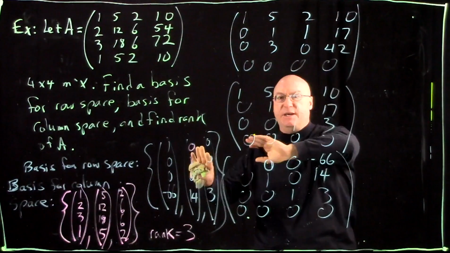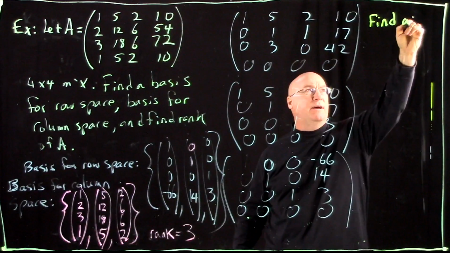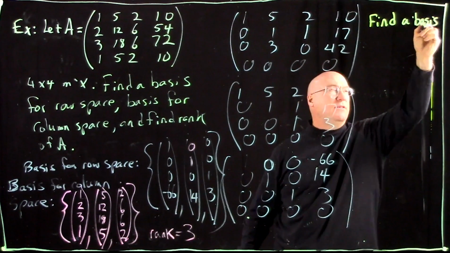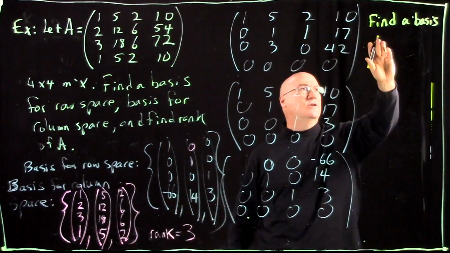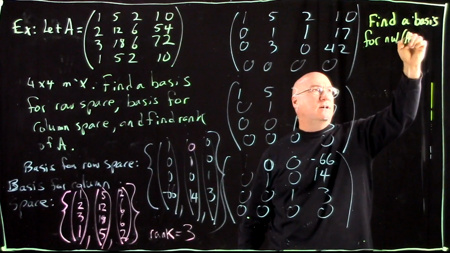Let's do something we haven't done yet, seemingly separate from all this. Oh yeah, that's not as bad. Find a basis. Yeah, I think the markers need to be newer, then they don't squeak as much. Find a basis for the null space of A.